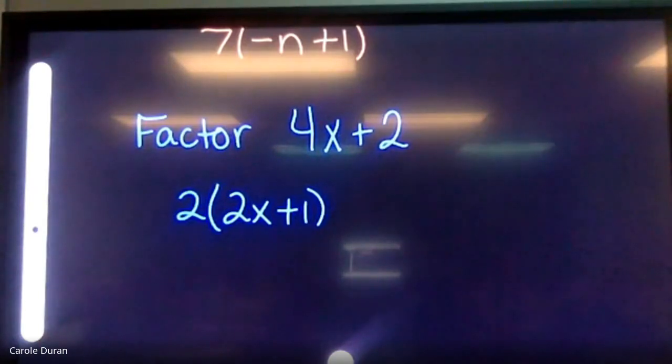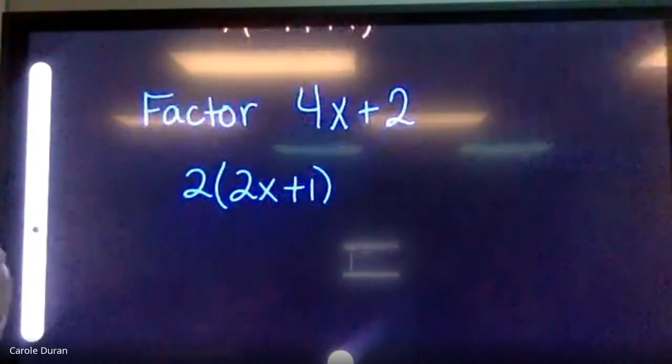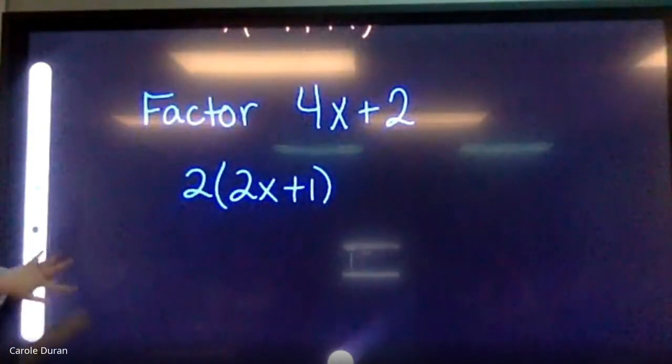We couldn't go any further. There's nothing that comes out of 2 and 1. Well, other than 1, and 1 doesn't change anything. Exactly. Any questions on this one? No. Awesome. Let's do another one.